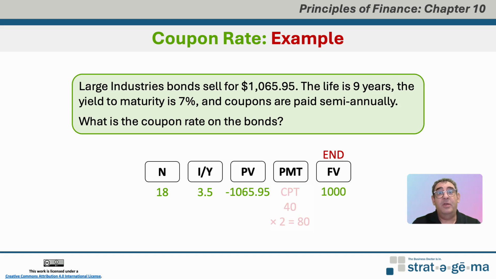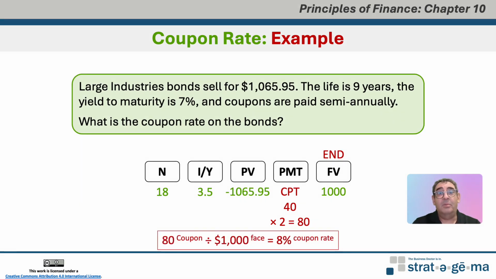And you should end up with $40. This is a semi-annual payment. So $40 times 2 is a total of $80 in payments received. And that $80 on a $1,000 par value is an 8% bond. This should make sense because the bond is selling for $1,065.95, which is more than the $1,000 par value. If the yield to maturity is 7%, our bond must pay more than 7%. We just don't know how much more. Well, after doing this, we know that it's 8%.